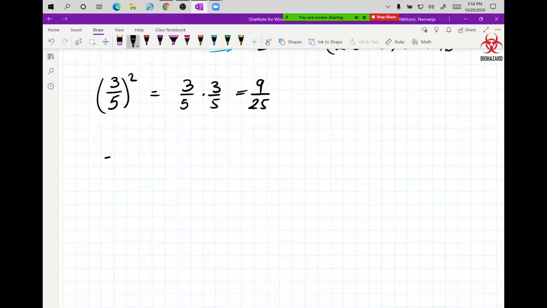How about negative 2/7 squared? Can you tell me, are you expecting a positive or negative answer? So just unmute and say it, and why. Why do you think so?